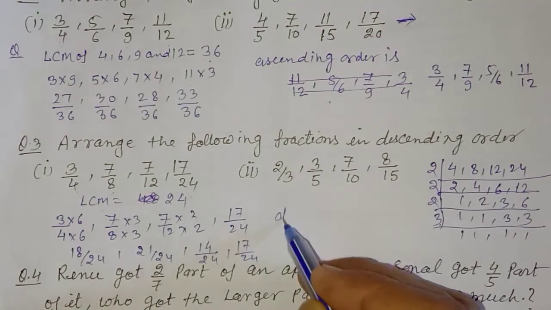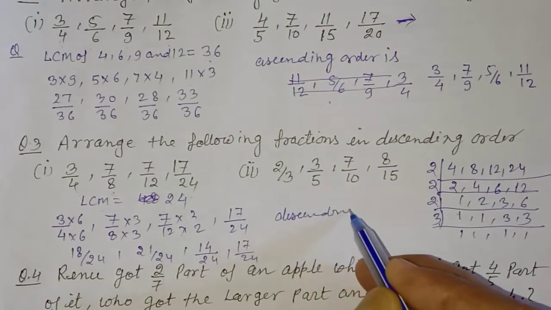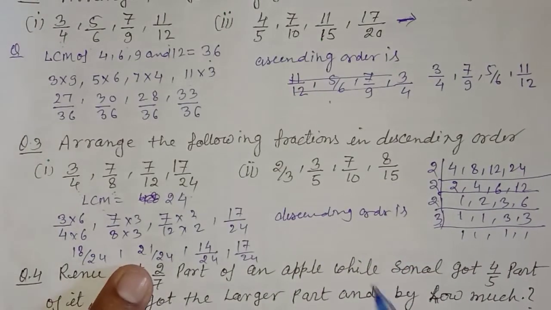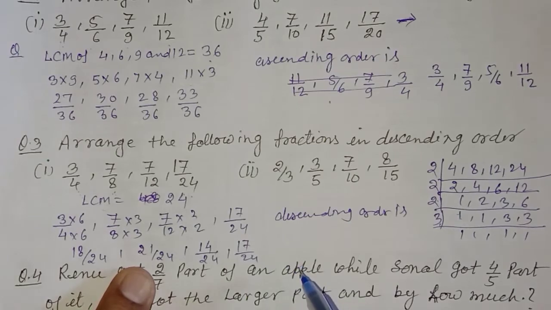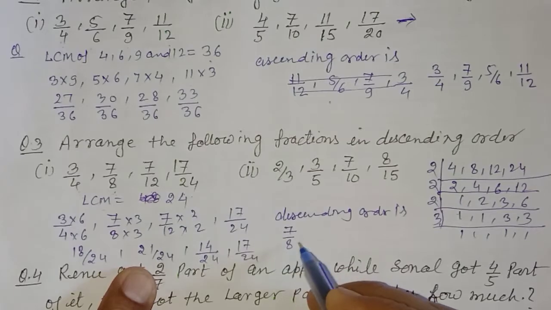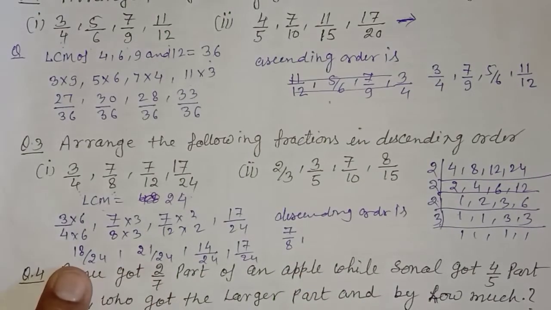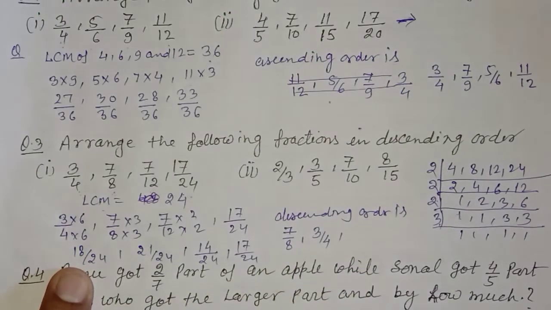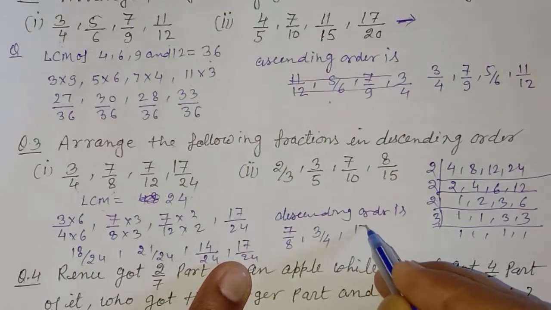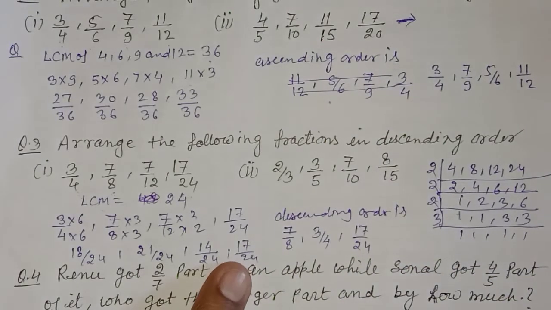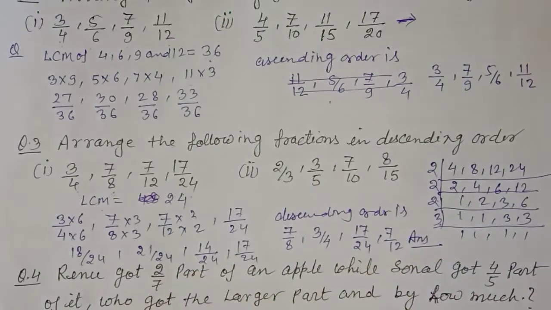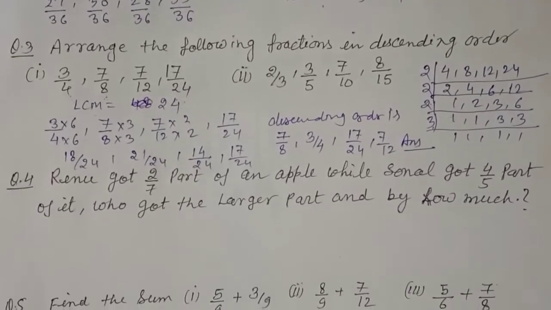So students, descending order is: 21 is greater, so 21 means 7 by 8. Now 18, 3 by 4, and then 17, so 17 upon 24, and then 14, 7 upon 12. So students, it is the answer of this question.